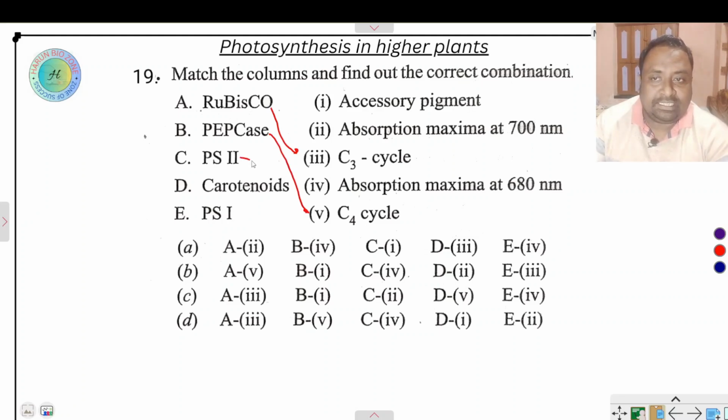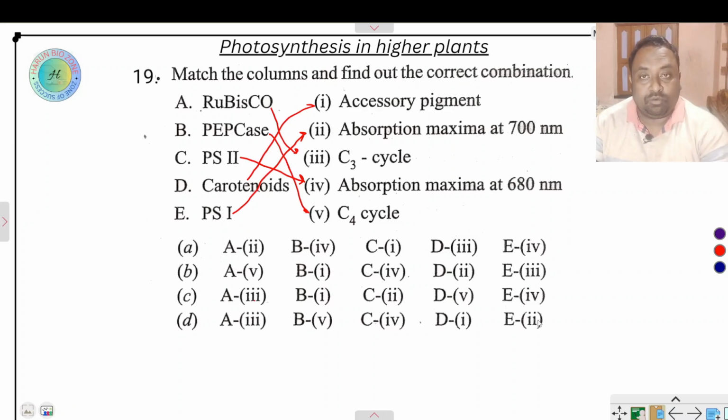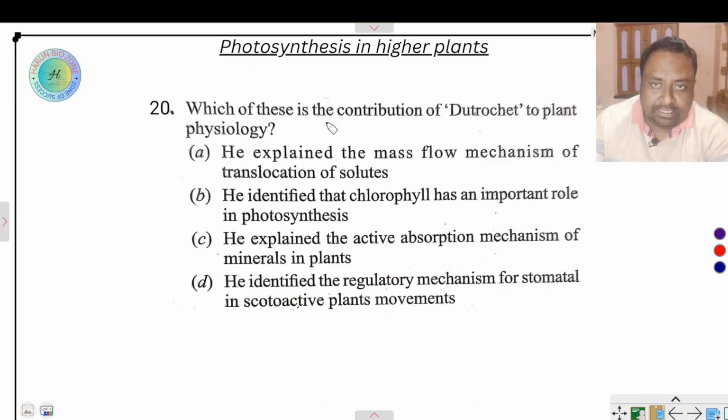PS2 absorbs 600 nanometer wavelength of light. PS1 absorbs 700 nanometer wavelength. Carotenoid is the accessory pigment, photosynthetic pigment. So here A is 3, B is the C4 cycle, C means PS2 absorbs 600 nanometer wavelength of light, carotenoid is the accessory pigment, and PS1 absorbs 700 nanometer of light, so D is the correct option.